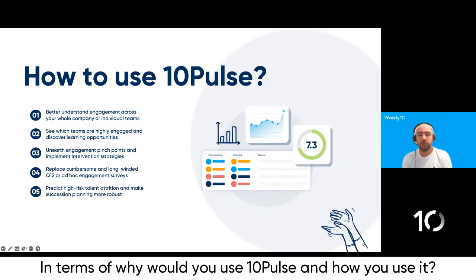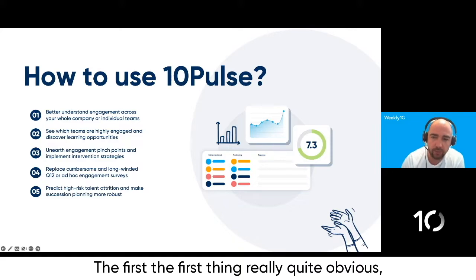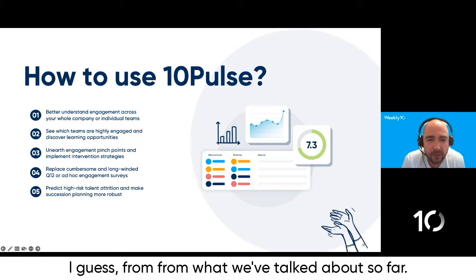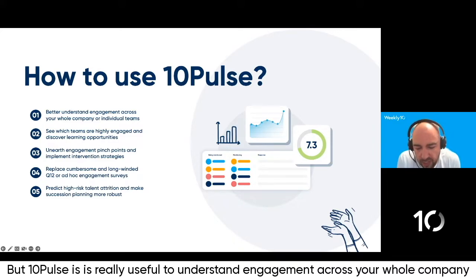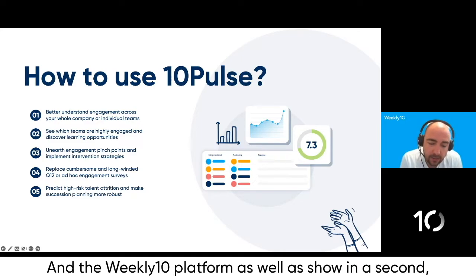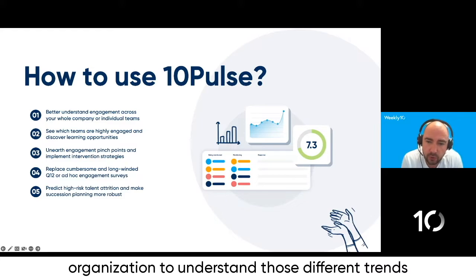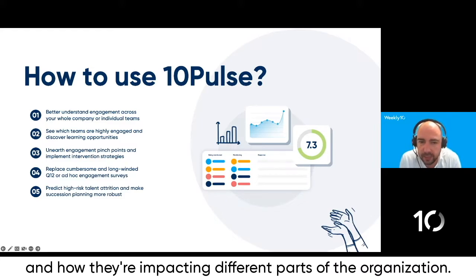In terms of why you would use 10Pulse and how you use it, there's 5 key things here that I'll briefly talk about. The first thing, really quite obvious, I guess, from what we talked about so far, is that 10Pulse is really useful to understand engagement across your whole company or individual teams. And the Weekly 10 platform, as we'll show in a second, allows you to group by different groups within your organization to understand those different trends and how they're impacting different parts of the organization.